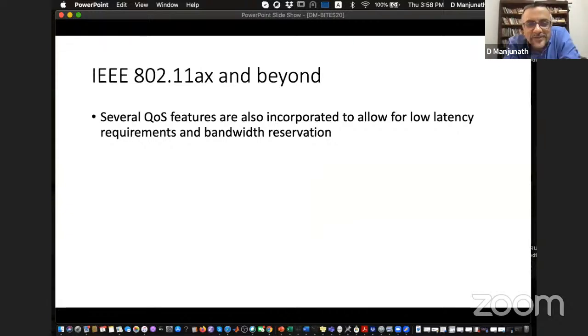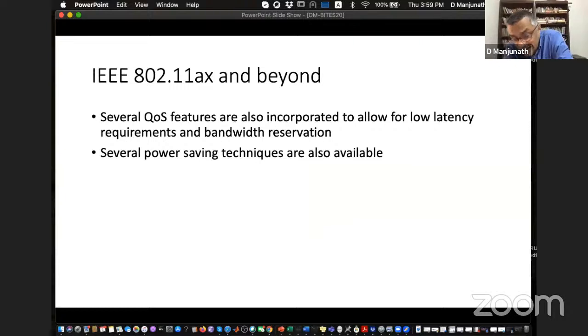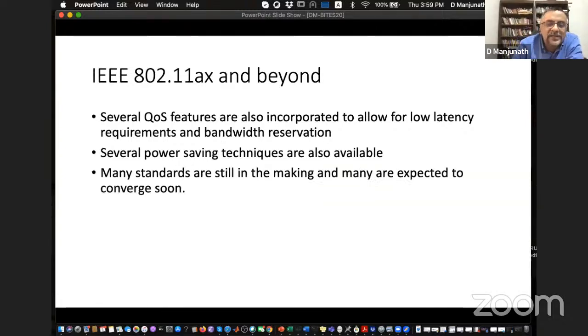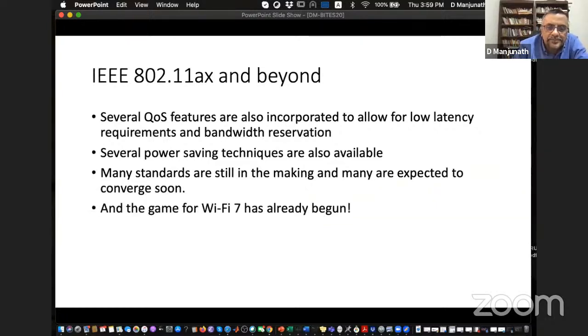Several QoS features are also incorporated to allow for low latency requirements and bandwidth reservation. 802.11ax is turning out to be a fairly sophisticated wireless access network protocol. There are also several power saving techniques. There are many standards still in the making, and people are actively participating, including some of my colleagues here, on many of these standards bodies.